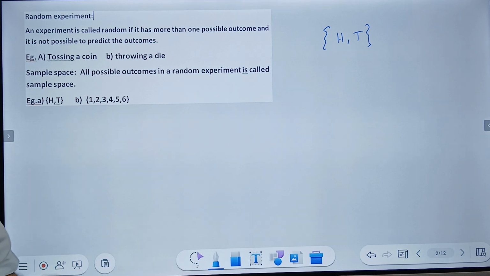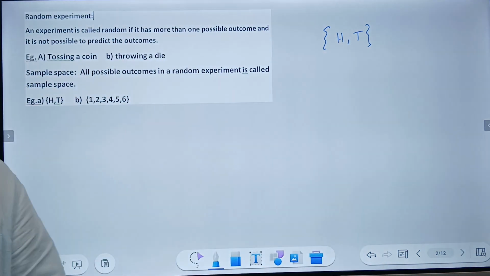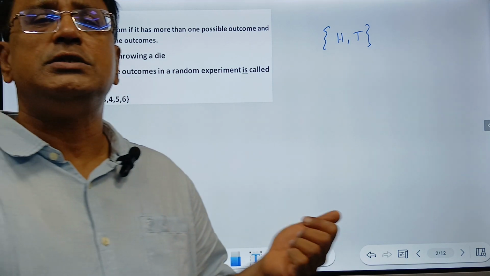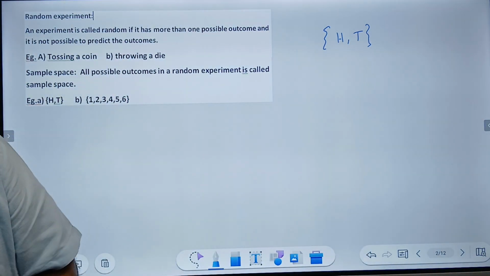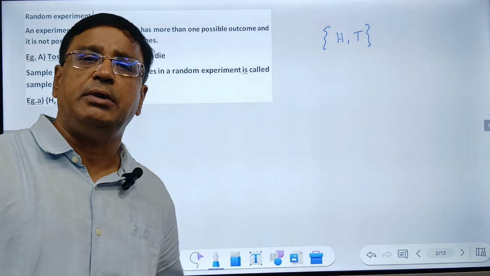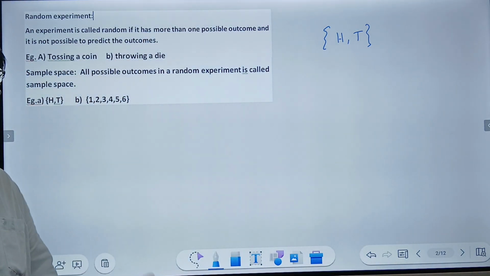For another example, if you throw a die, you can get either 1, 2, 3, 4, 5 or 6, and it is not possible for me to predict what I am going to get. I may get a 5, I may get a 6, I may get 1. So it is not possible for me to predict an outcome. Such experiments are called random experiments.